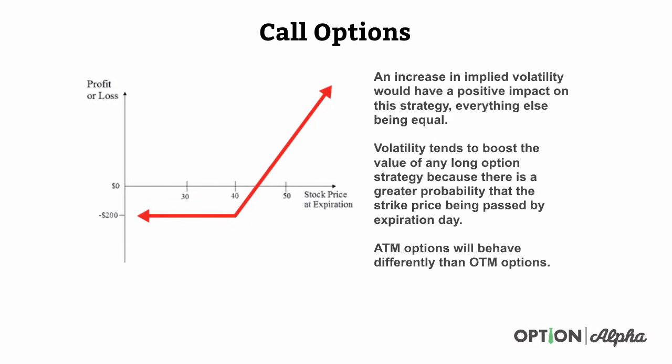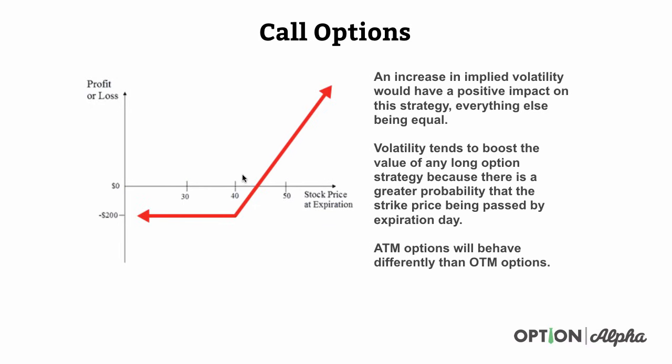Okay, that's on the further edges. Now, as implied volatility increases, which we'll talk about later on in this module, it does have a positive impact on this strategy, everything else being equal. Volatility tends to boost the overall value of long options because there's a greater probability that the strike price will be passed by expiration. And this just means if the market's more volatile and we have a stock that's sitting at $40 and there's a good chance that it could swing between 30 and 50, then there's a good chance that this options contract may be pretty valuable.